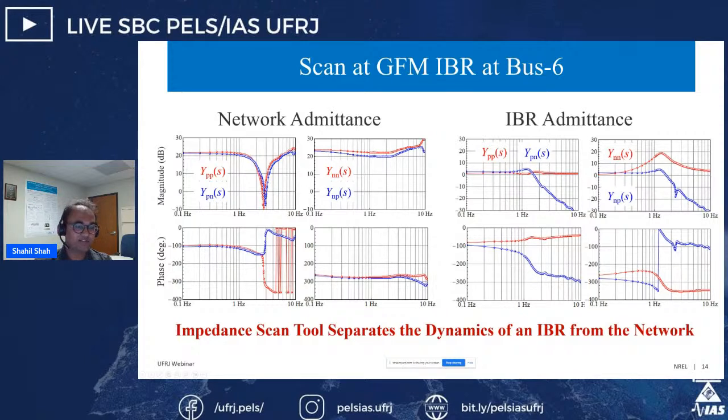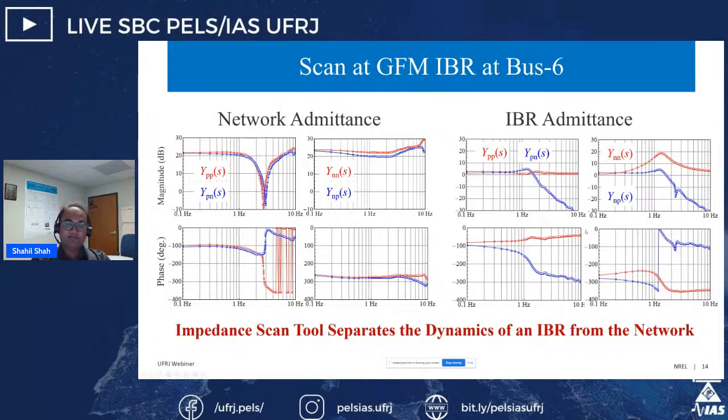You can do this in DQ also. In that case, you'll have YDD, YDQ, YQD, and YQQ. So this is the admittance of the network that this grid forming IBR at bus 6 sees at its terminals, and this is the admittance of that IBR itself.